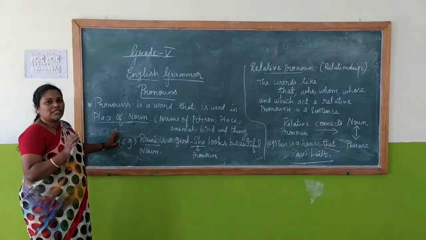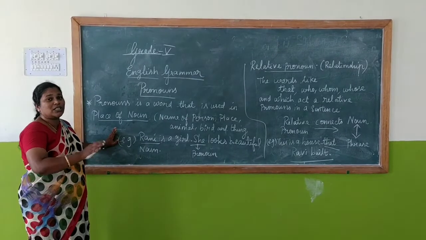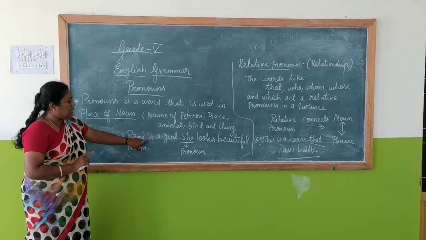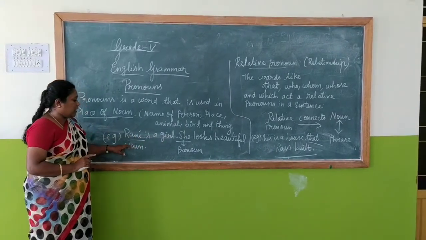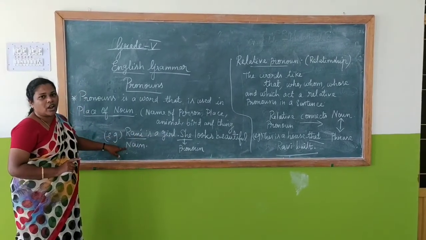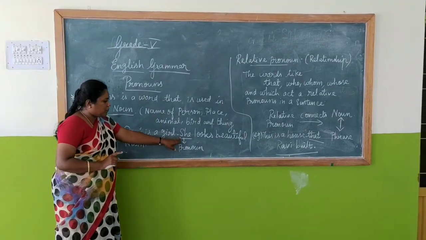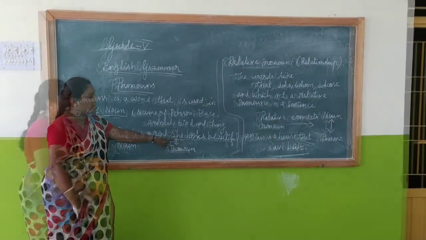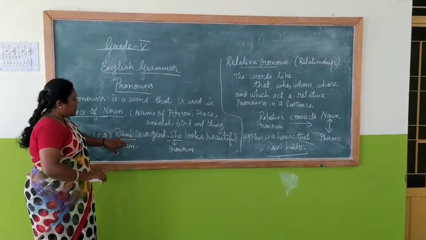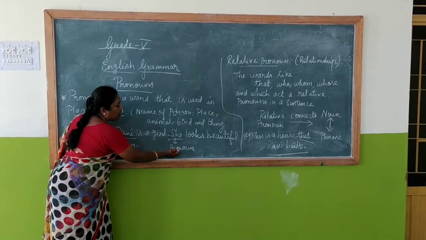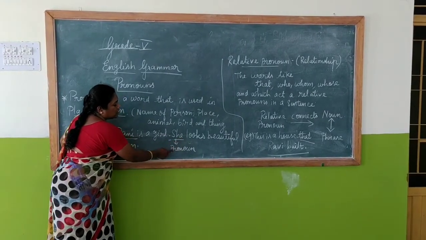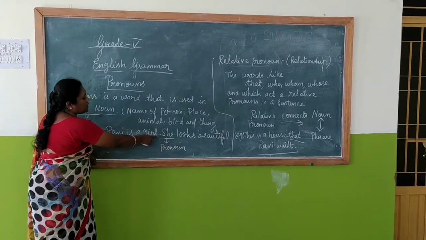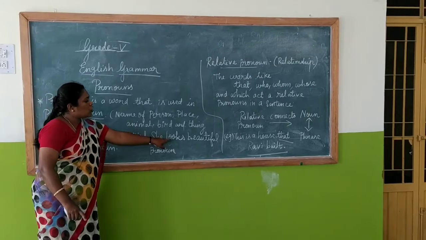So a pronoun means a word that is used in the place of a noun, as I told you. See the example here. Rani is a girl. So who is Rani here? Noun. Rani is the noun here, and I am representing Rani with the pronoun she. She looks beautiful. I am just representing Rani as she.